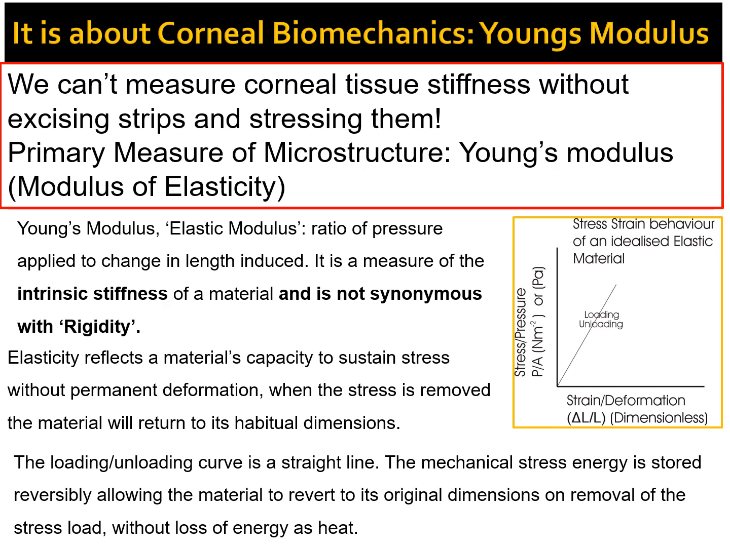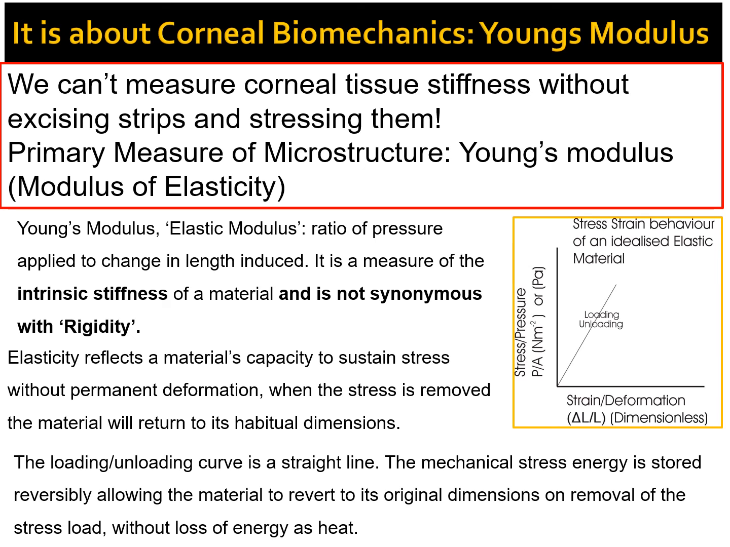So if we were really to look at the biomechanics of the cornea, we'd have to be looking at that, which we can't. So the primary measure of microstructure is this thing called Young's modulus, which is also called modulus of elasticity. They're the same thing. And the elastic modulus is the ratio of pressure applied to the change in length induced. So it's a measure of the intrinsic stiffness of a material. And that is not synonymous with rigidity.